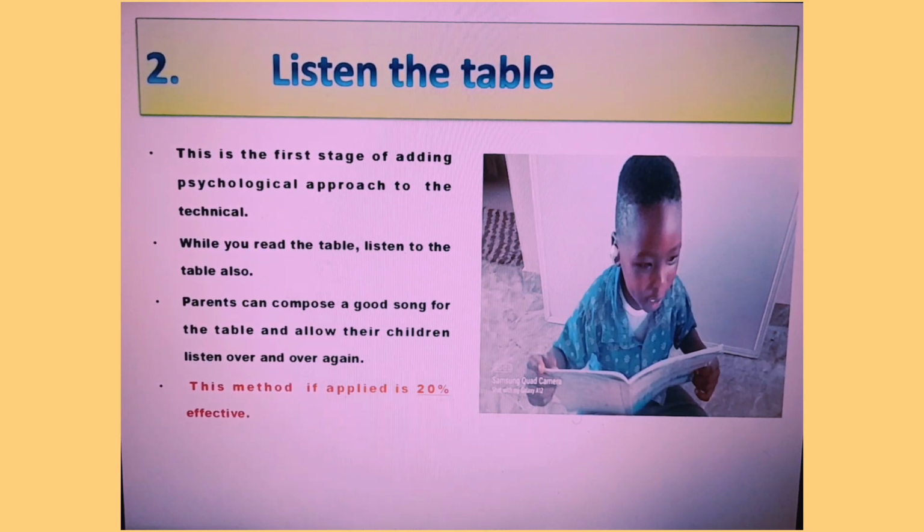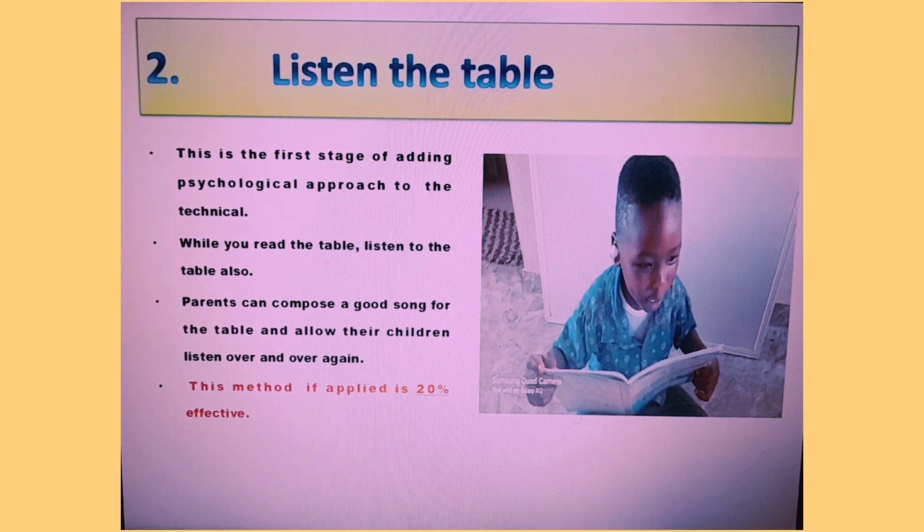Therefore, if you can put your earpiece and compose the multiplication table like a song or like music, and you listen to it over and over again, you will learn the multiplication table faster. From the picture, we can see this student trying to listen to the table while reading the multiplication table. And this is a very efficient method of learning the multiplication table.